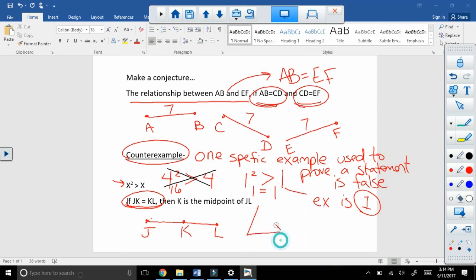Maybe you have an equilateral triangle, and you have J, K, and L, and JK is equal to KL, and that could be a counterexample for that one. So really, you just need one specific way, and you would be all set. A picture would be a great way to show a counterexample.